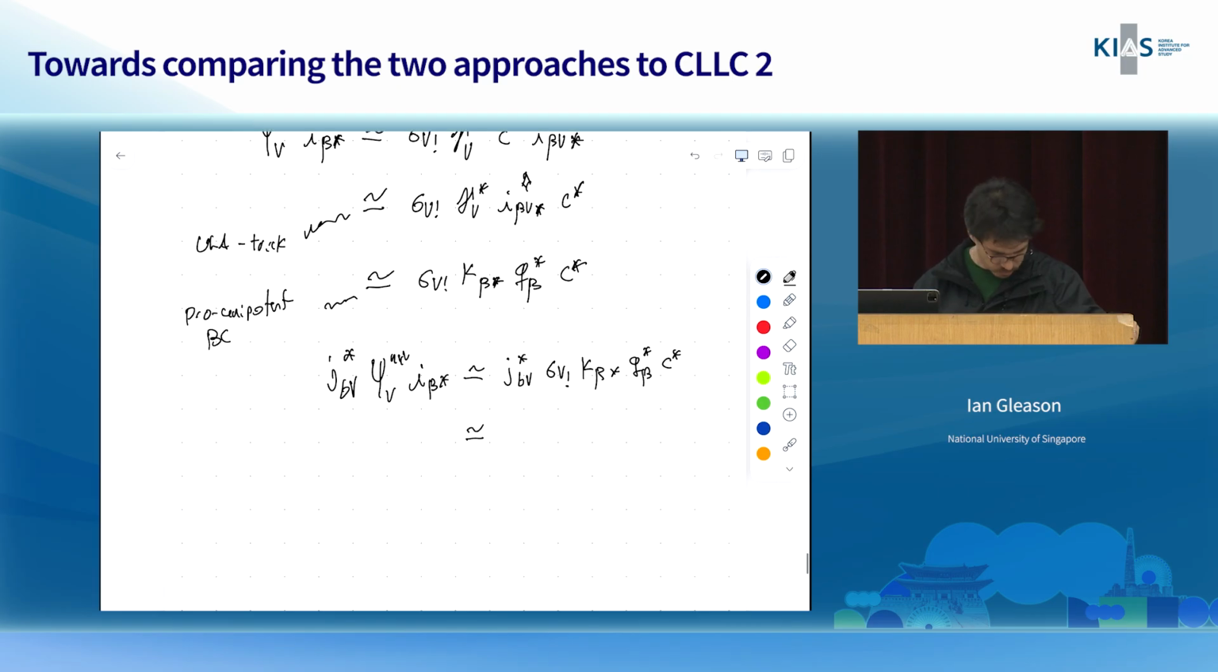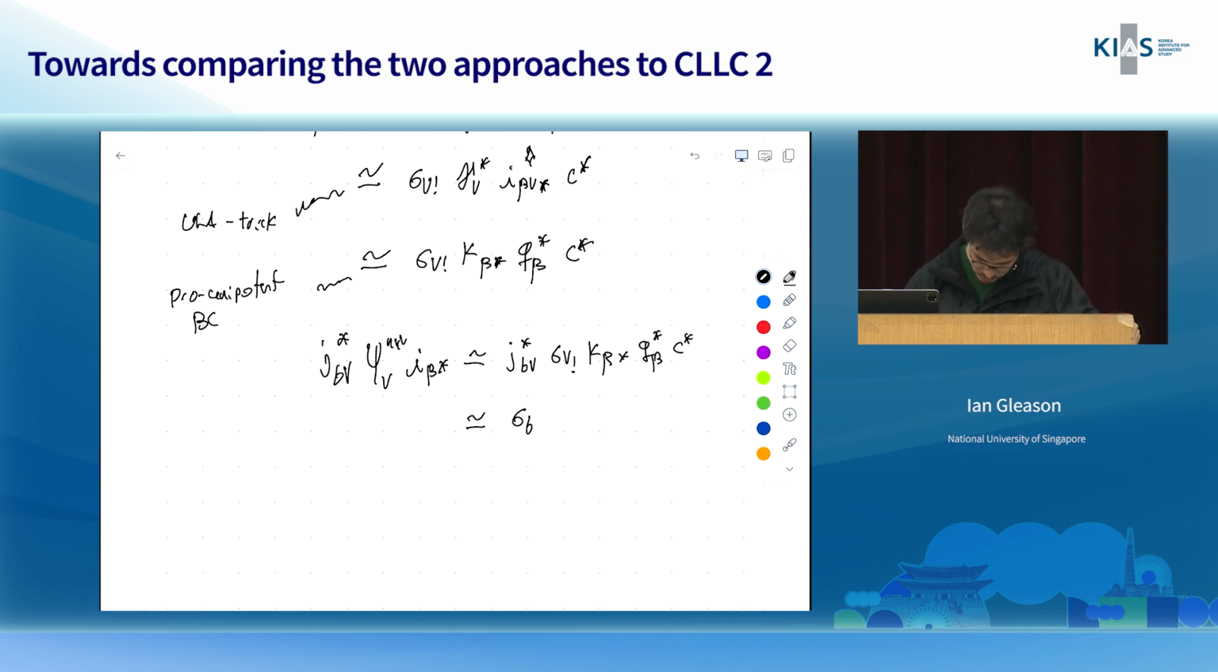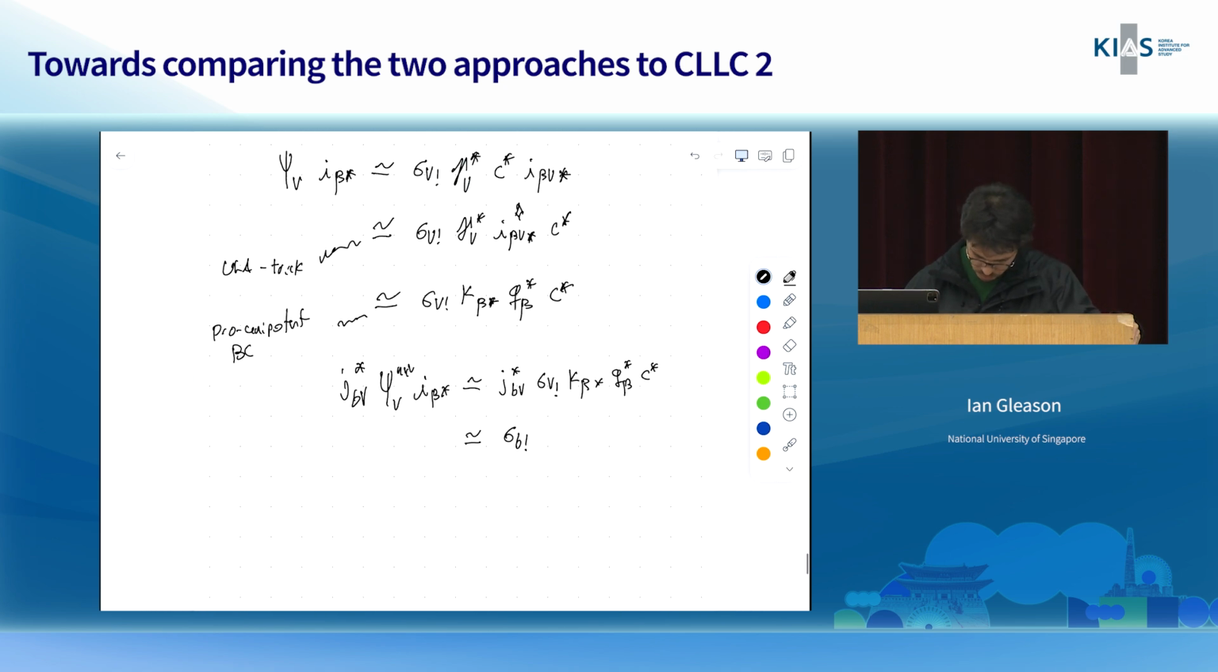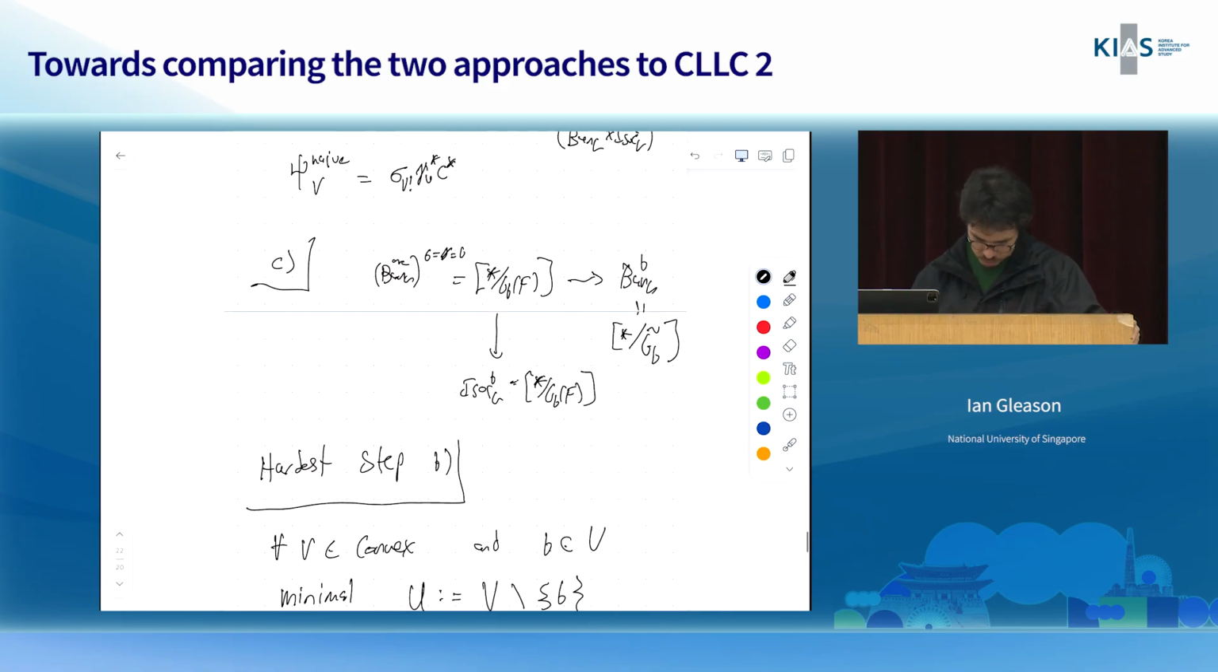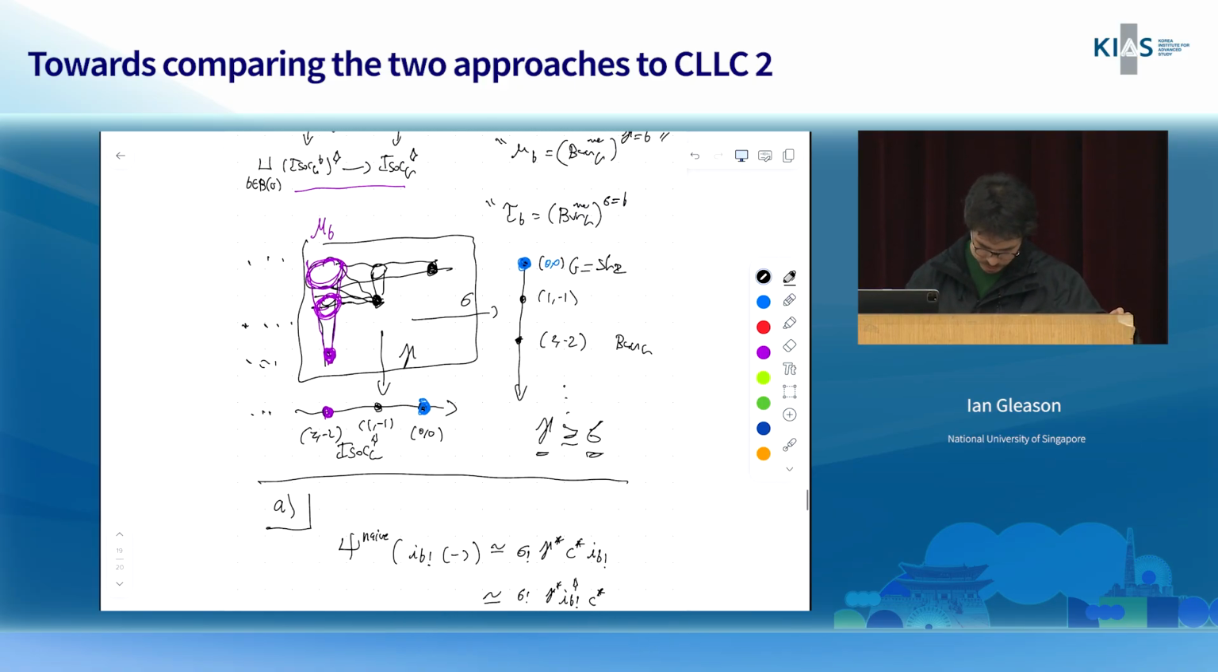To rewrite it as sigma B shriek, K beta B lower star of gamma beta B upper star C star. And I just added a lot of maps out of nowhere. So let me just go to the drawing and explain what happened to these maps.